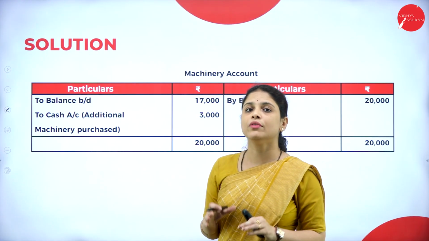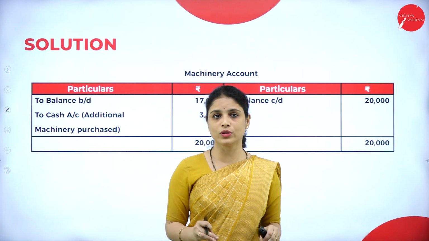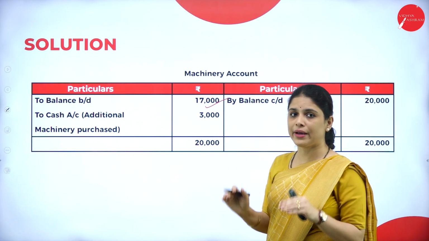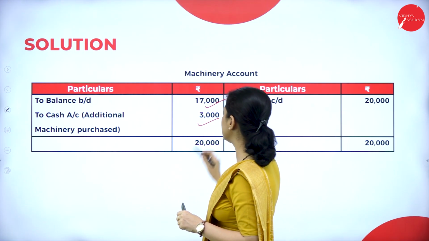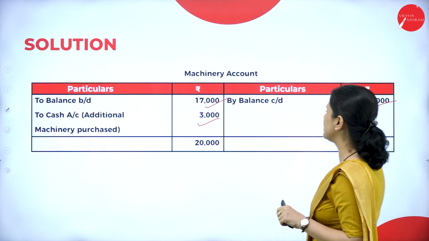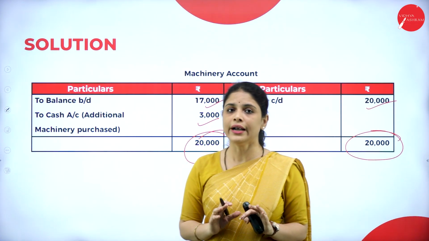Now what we will do? We will calculate the depreciation on machinery, because opening and closing balance both are given. So here opening balance is 17,000 and purchase is also there. How much? 3,000, and closing balance is given. How much is the closing balance? 20,000. So here it is got tallied, that means there is no depreciation.